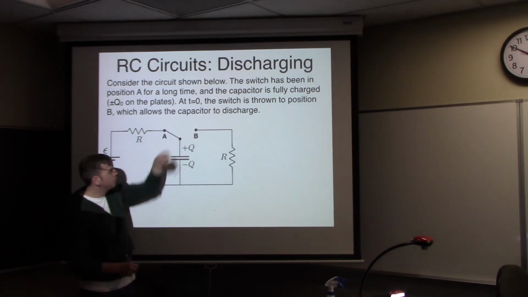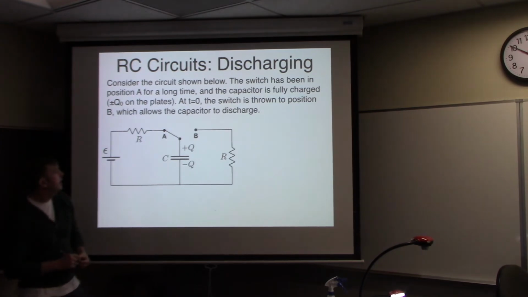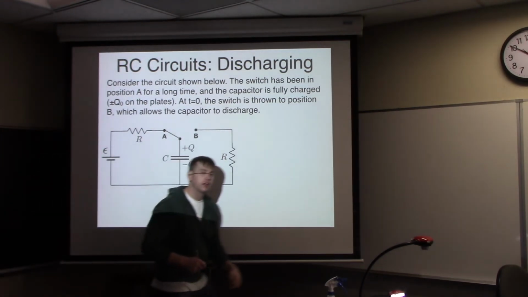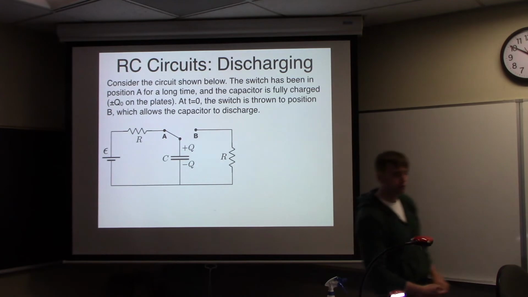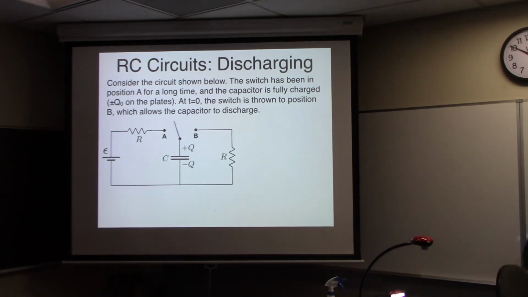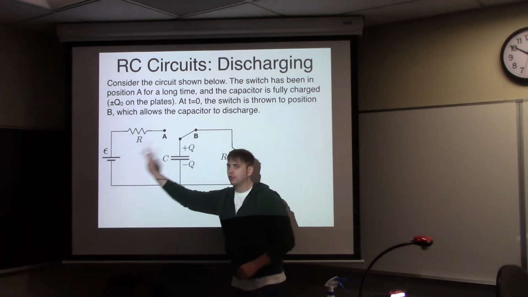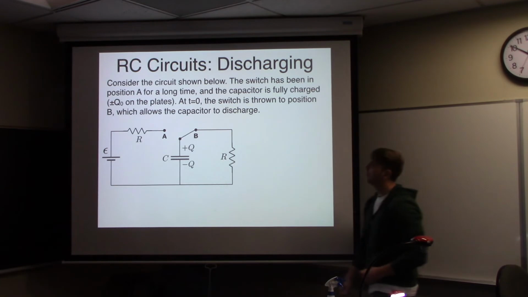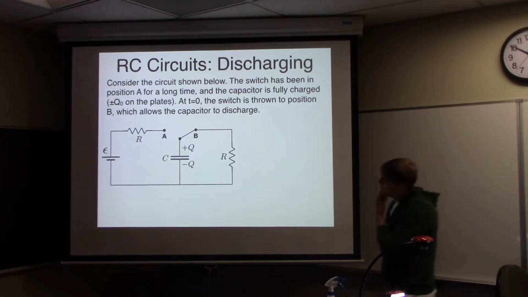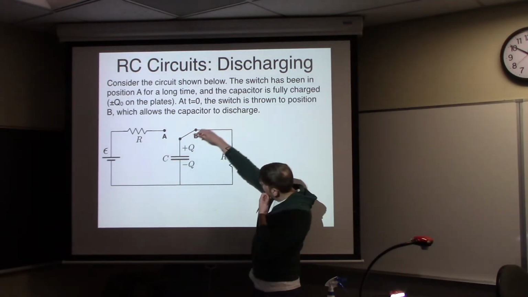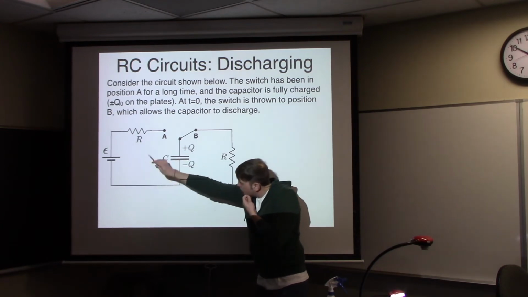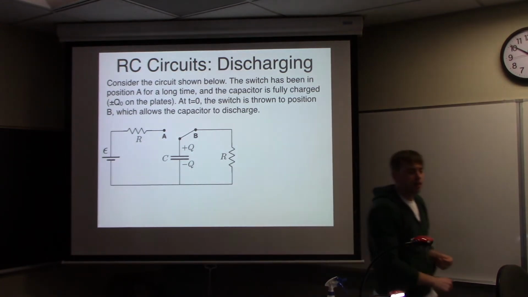Now we're going to put the switch over here, and we're going to be in a situation where the capacitor is discharging. It's losing its charge. So now the switch is in position B. And notice how the battery is not even part of the circuit anymore. It's disconnected. Basically all that's happening is we can have current flowing in this loop right here, but there's nothing that can happen in the side that's disconnected.